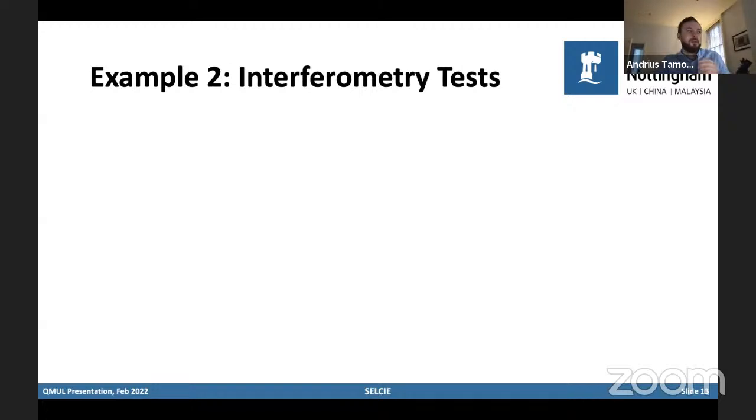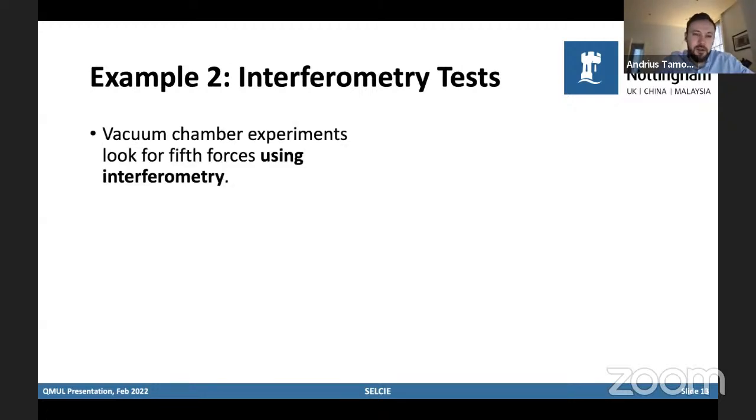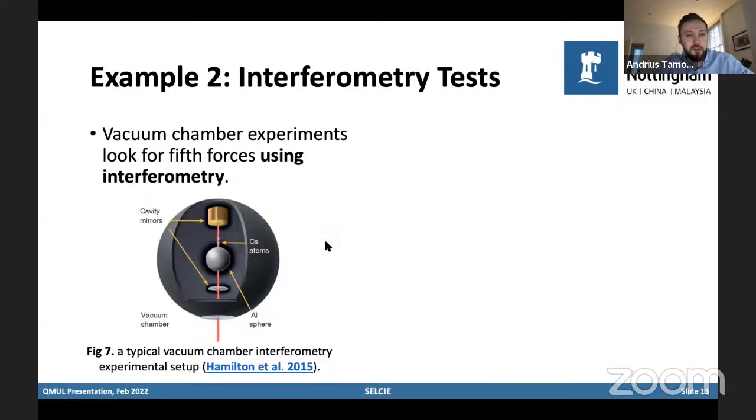Okay, but that's quite simple. We know the analytic solution, so that's not very interesting. A slightly more complicated system that's already quite interesting and realistic is modeling a vacuum chamber. So how does this work? Well, vacuum chamber experiments look for fifth forces using interferometry. So a typical setup would look something like this.